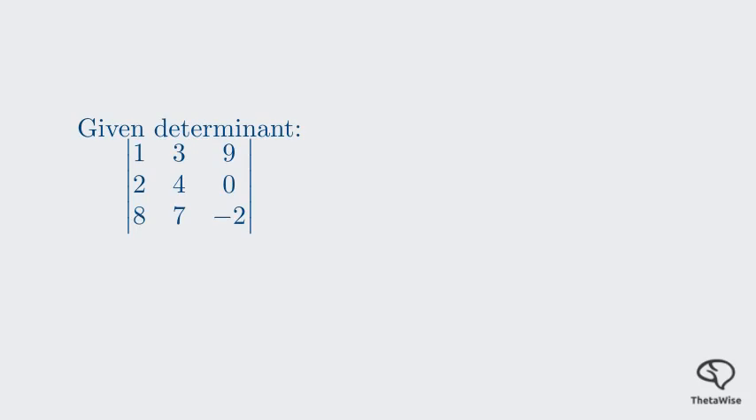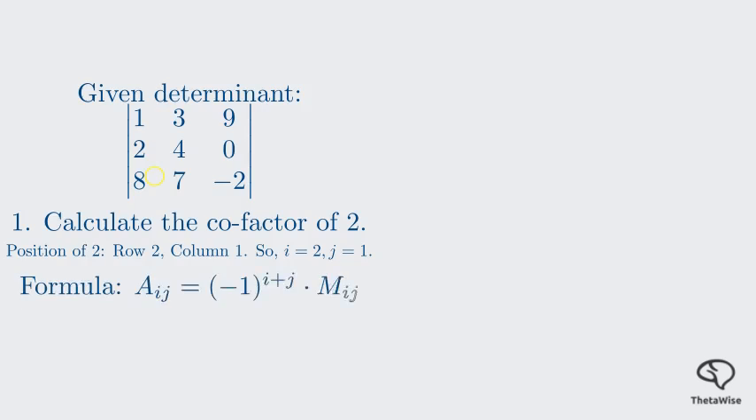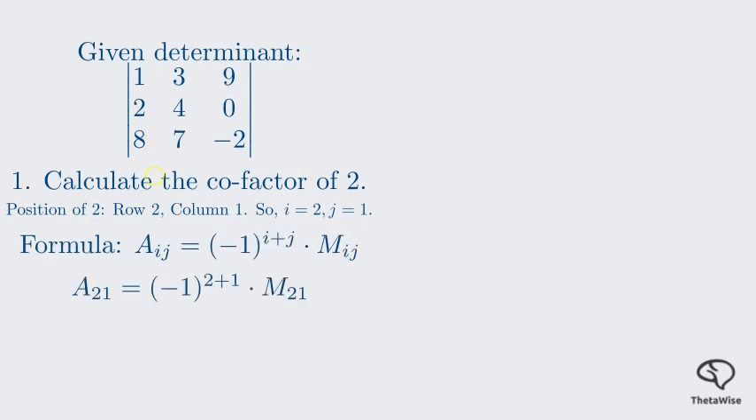Let's start with the first part. Let's calculate the first cofactor in example 1.5. First, we need to calculate the cofactor of the element 2. The element 2 is in the second row, first column, so its row index i is 2 and its column index j is 1. Its position is 2, 1. We use the cofactor formula: A sub ij equals -1 to the i plus j power times M sub ij.